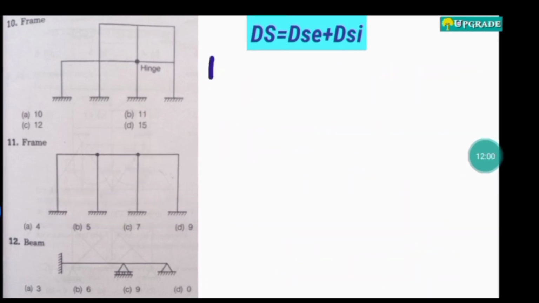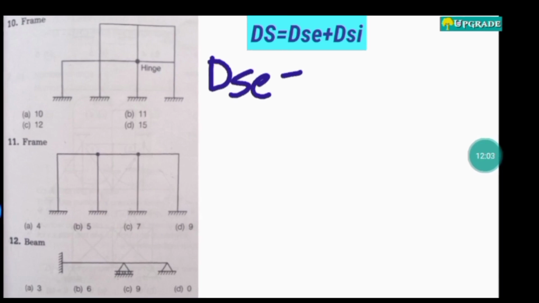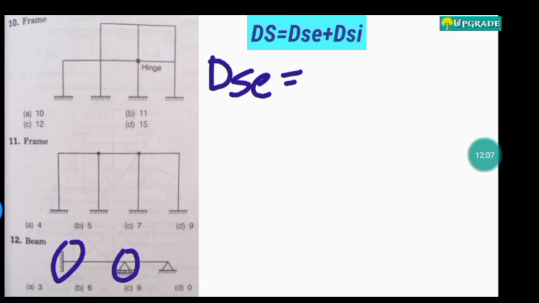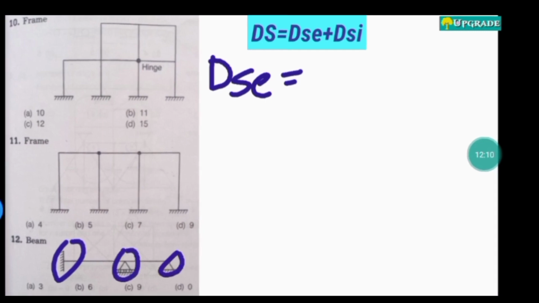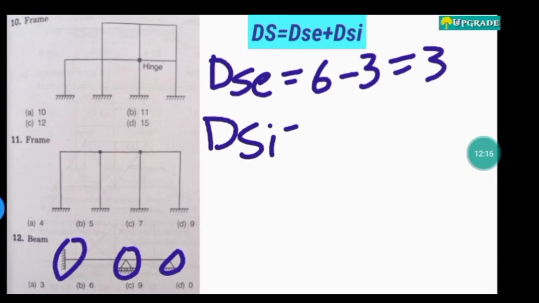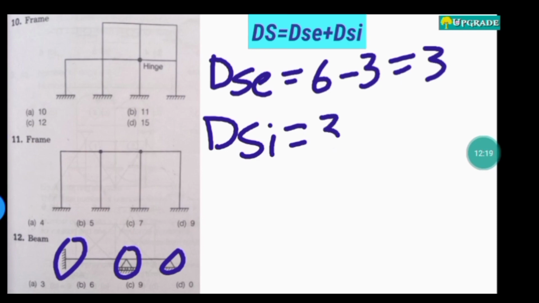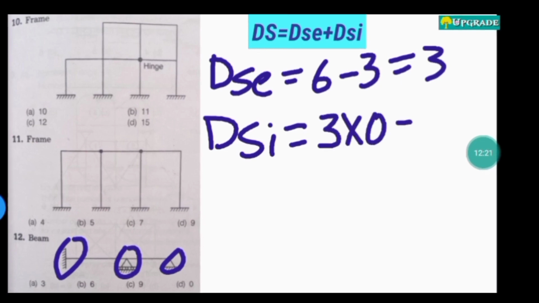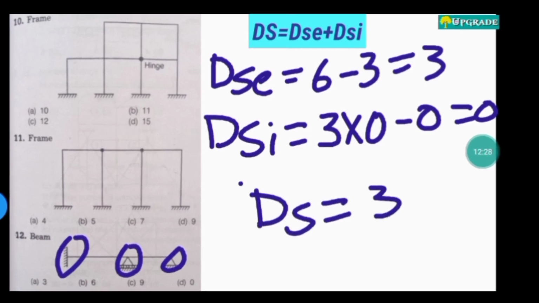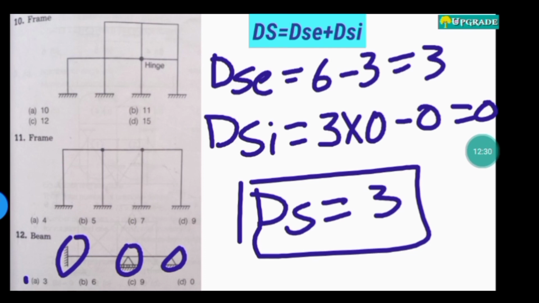Question number 12. So that is DSC. So R minus 3. So R reactions 3 plus 1 plus 2. So total 6 minus 3. So the answer is 3. And move to DSI. So formula 3C minus RR. So C value 0 minus released reactions also 0. So the answer is 0. So therefore DS will become 3 plus 0, 3. So the answer is 3. So option A is correct.